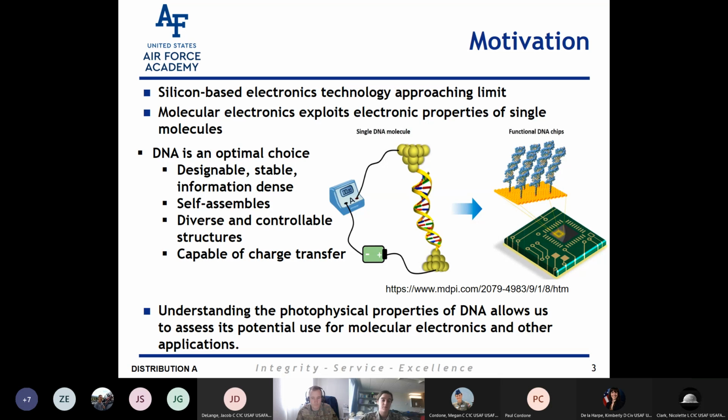This is why we think it's a great molecule that could be used for molecular electronics, but in order to run, we first have to learn to crawl. So understanding the photophysical properties of DNA and DNA bases allows us to assess its potential use for molecular electronics and other applications in the future.